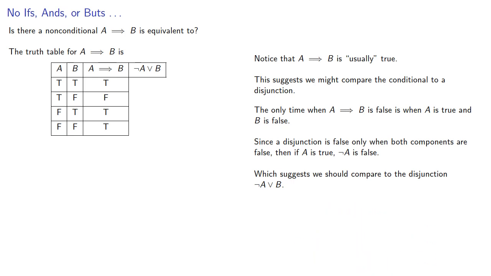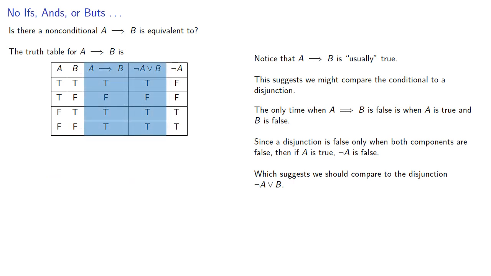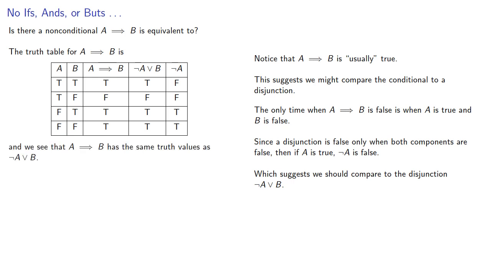So we already know the truth value of B. We can find the truth value of not A, and the truth value of our disjunction will be as follows, and we see that they do have identical truth tables, and so the conditional if A then B has the same truth values as the disjunction not A or B.